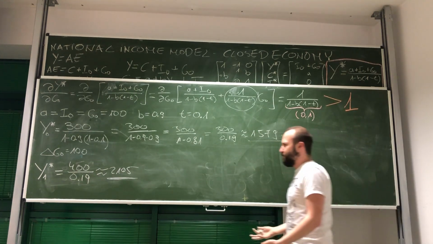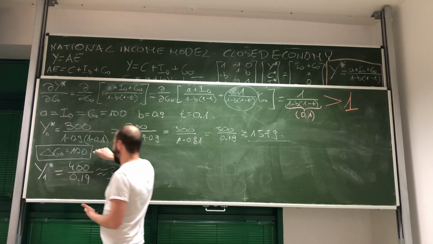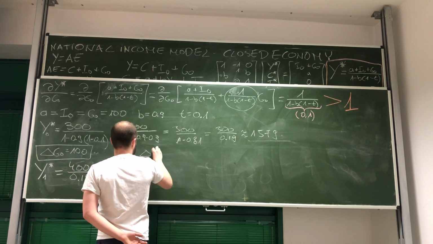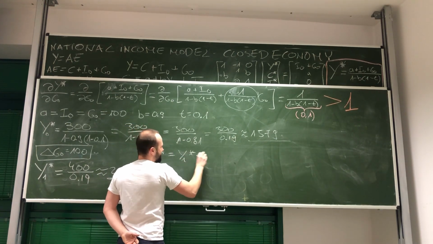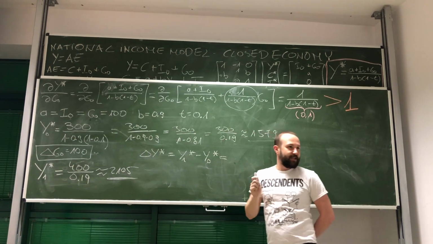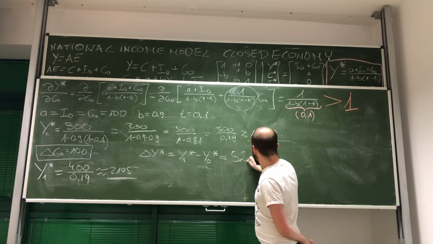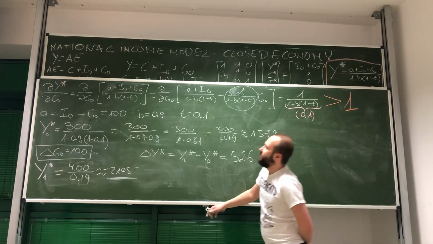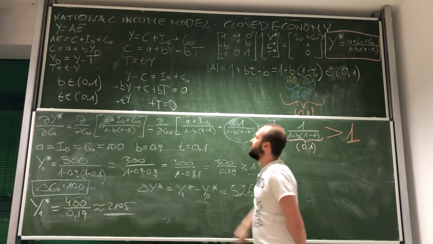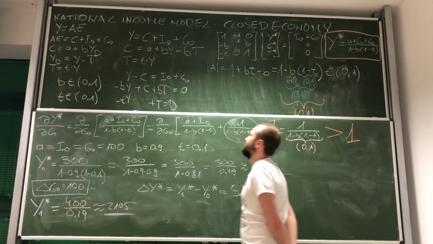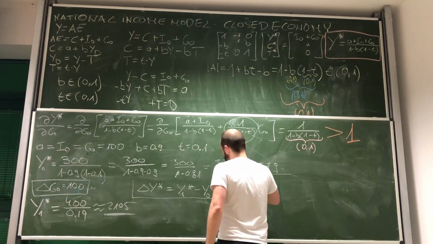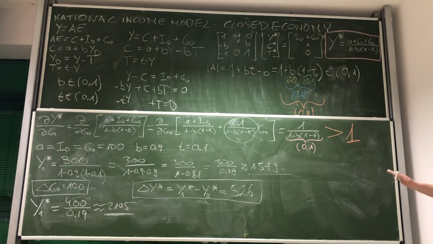So let's see what has happened. Government spending increased only by 100, but as we see, the equilibrium level of GDP, so GDP 1 minus GDP 0 in equilibrium, is quite a bit bigger. It increased by 526. How is that possible? We see that aggregate expenditures are equal to the sum of consumption, investment, and government spending, and they are equal to income. And government spending increased only by 100. However, GDP increased by 526.